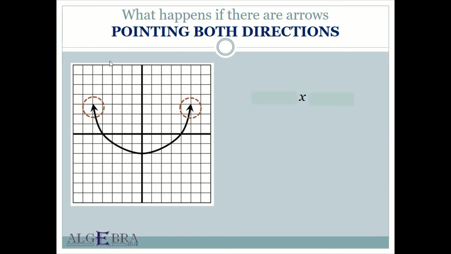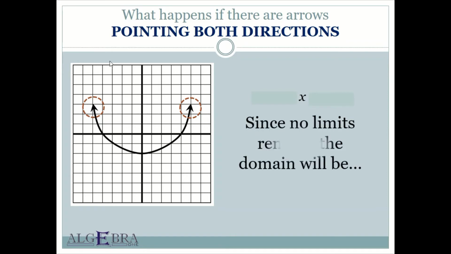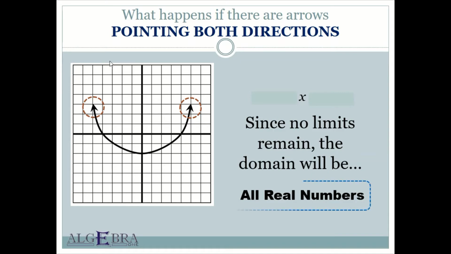If I've erased both sides of my notation, if I'm saying x goes on forever and ever to the left and forever and ever to the right, then I'm saying that no limits are left and my domain is all real numbers. Any possible value of x is included in my domain. Again, this only happens if I have an arrow pointing to both the left and the right.